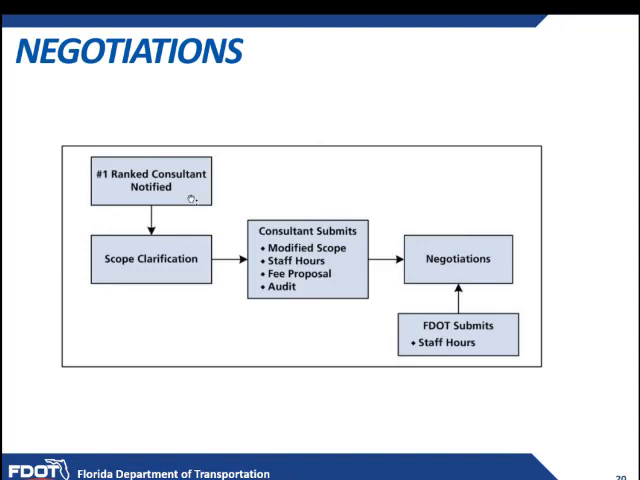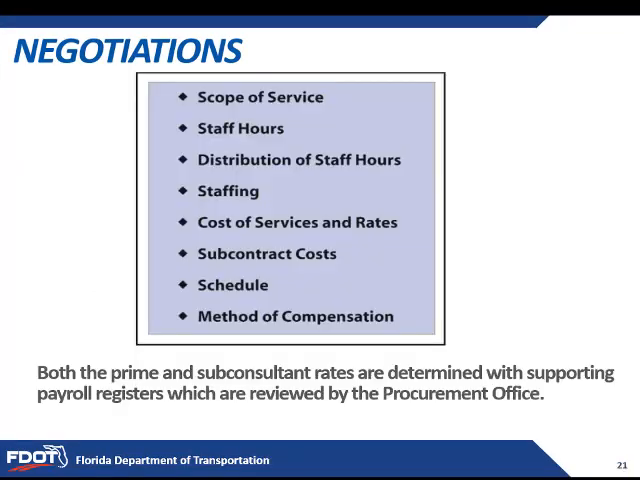So after the scope clarification meeting with the consultant, we will submit the modified scope of service, staff hours, fee proposal, audit package. This is the point when the negotiation for the staff hours and the project task begins. So what items are negotiable and what items are not negotiable?